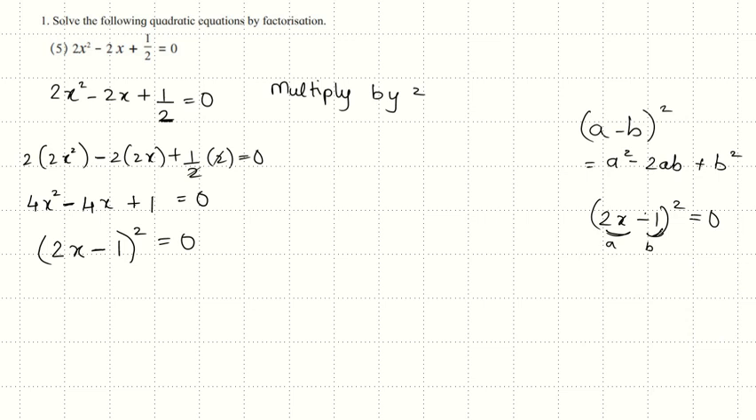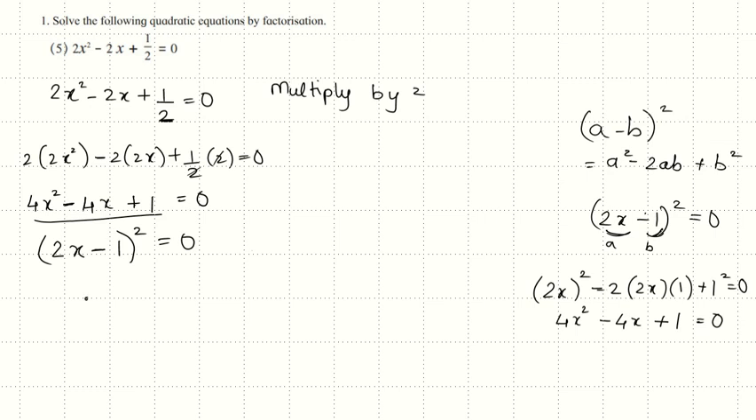2x minus 1 the whole square is equal to 0. How will we write this? Considering 2x as a, 2x square minus 2 into a is 2x, b is 1, plus b square, that is 1 square, is equal to 0. On solving this, we get 4x square minus 2 into 2x is minus 4x into 1 is minus 4x plus 1 is equal to 0, which is nothing but this one.